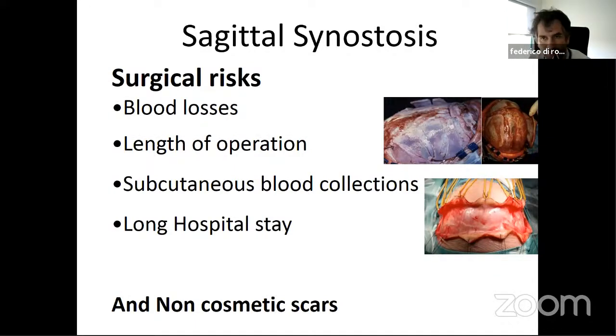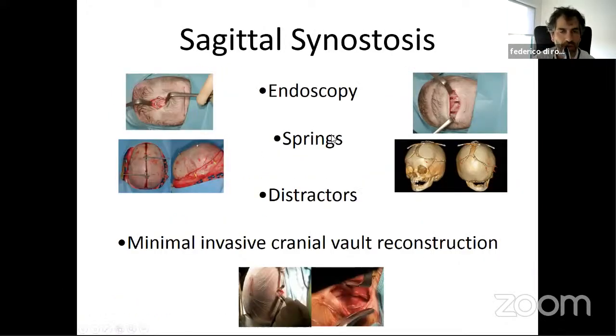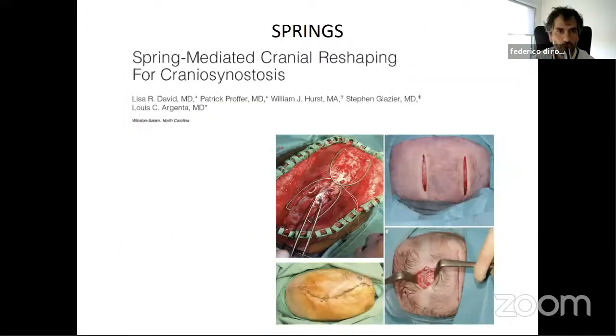There is a problem of blood loss in children with a small weight. There are lengthy operations, there can be collections. There are long hospital stays, there are non-cosmetic scars. And for all these reasons, different techniques have been developed in the last years to try to reduce these risks, starting from the endoscopies, the use of hardware like springs or distractors, or using tailored minimally invasive cuts. All these techniques have the same goal, which is to try to reduce the morbidity.